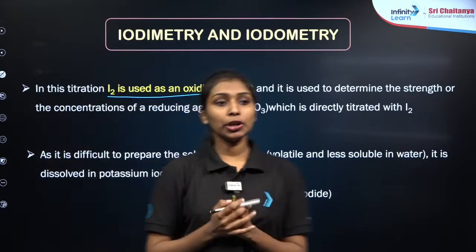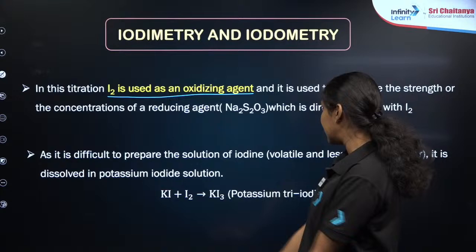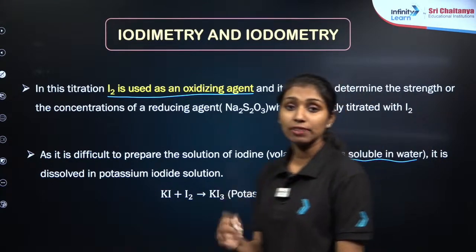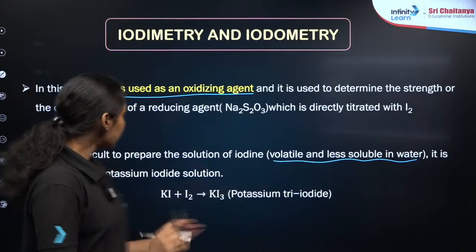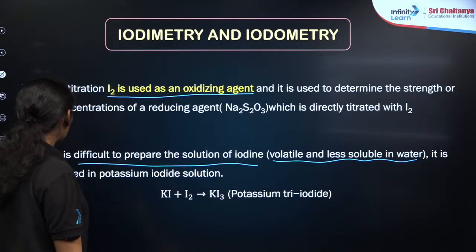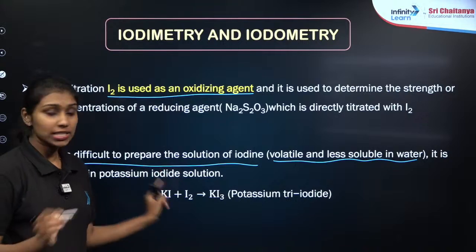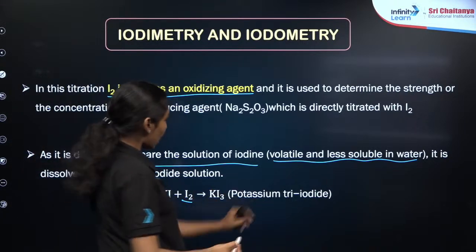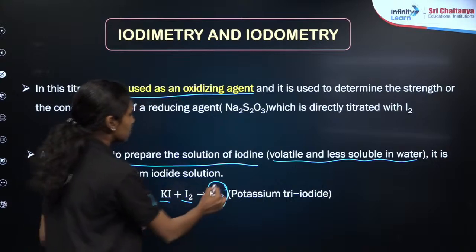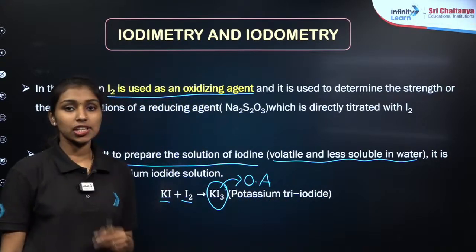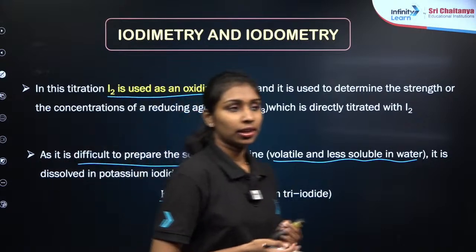One more point you have to note is that iodine is highly volatile and less soluble in water, and it is very difficult to prepare a solution of iodine. So we take the solution by dissolving it in potassium iodide solution. Potassium iodide plus iodine forms potassium triiodide. This will be our solution used as an oxidizing agent in the case of iodometry or iodimetry. Clear?